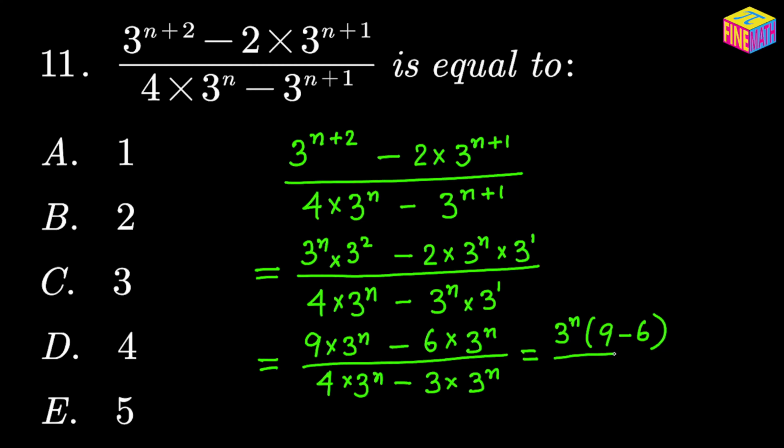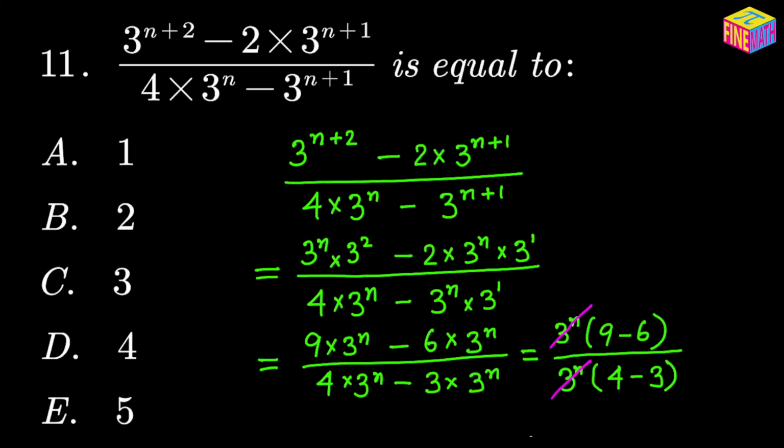And then similarly in the denominator we are going to do the same thing. We will take 3 to the power n as a common factor, and then within parentheses we are going to write 4, because from the first term in the denominator we will be left with just the 4, and from the second term we will be left with just the negative 3, so that would be 4 minus 3. And now you see this beautiful thing here: the 3 to the power n in the numerator and the 3 to the power n in the denominator are going to cancel out each other.